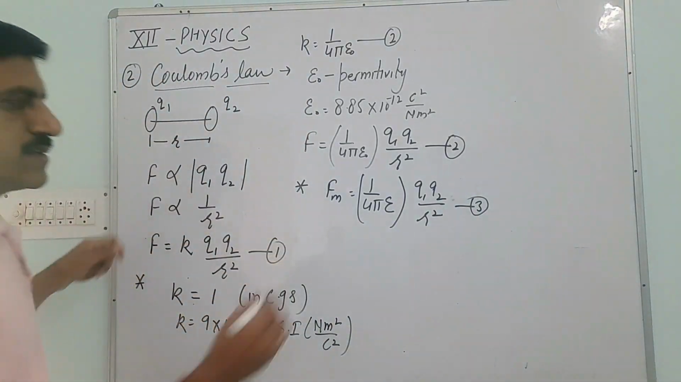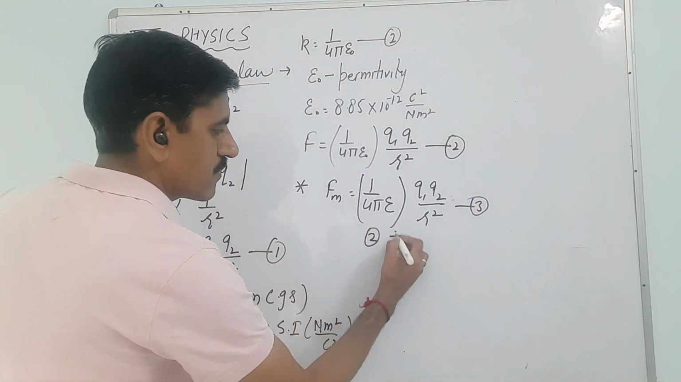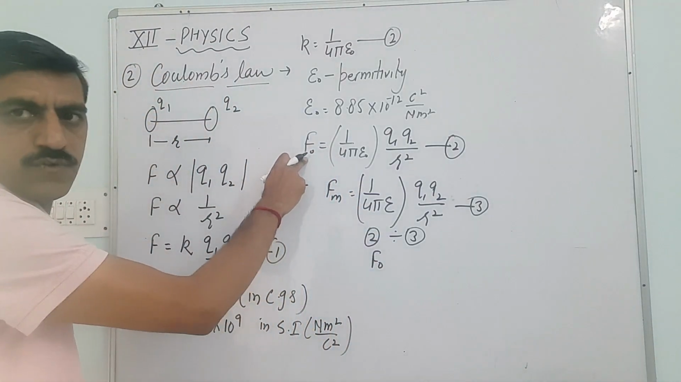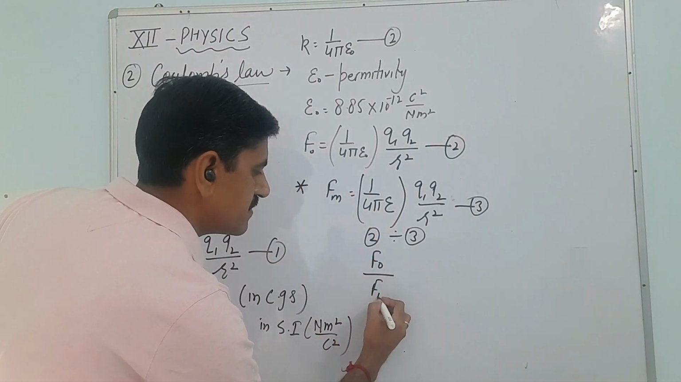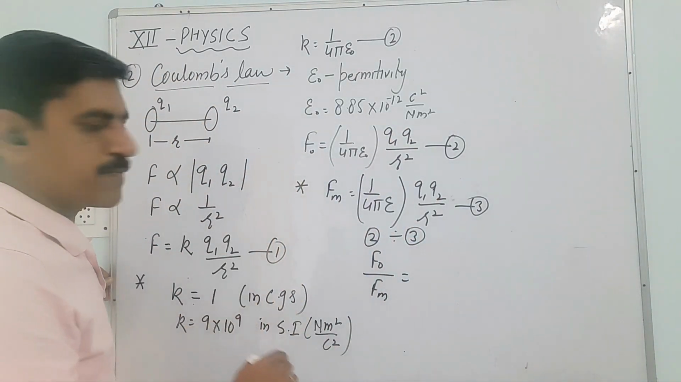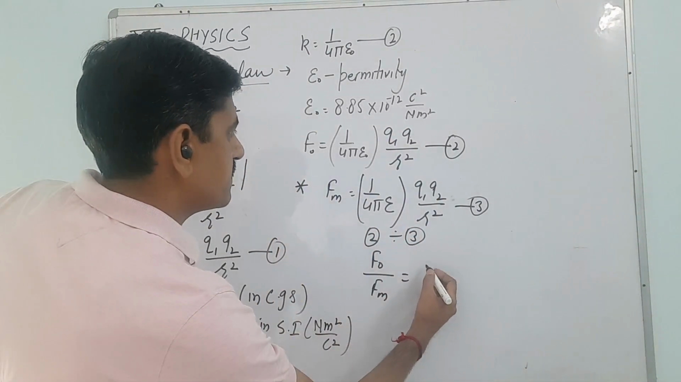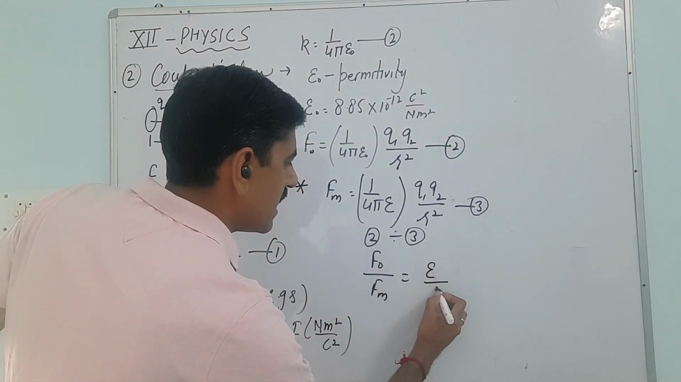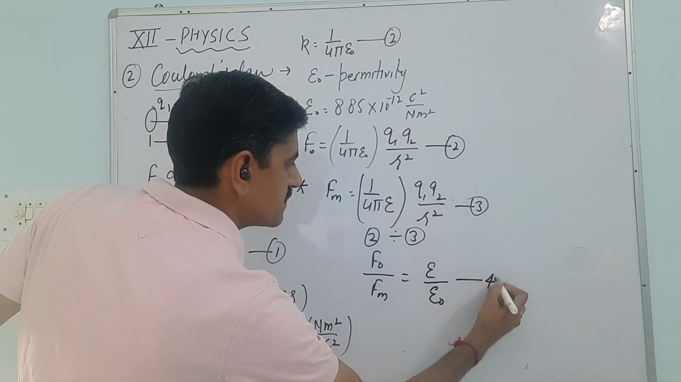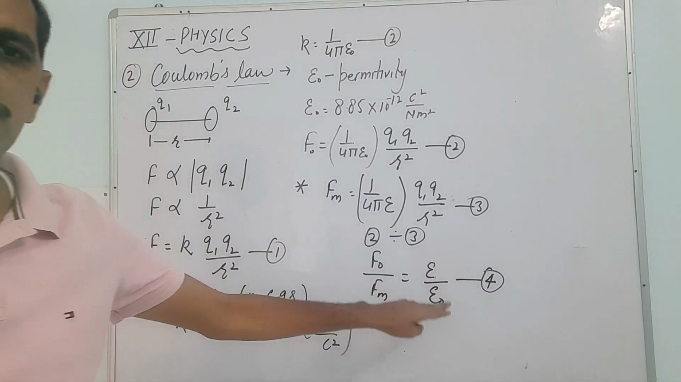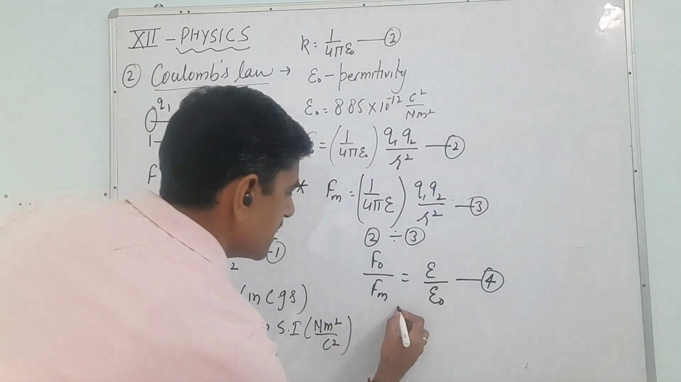So divide second by third. So this is force in vacuum, I call it F0, right? And this is force in a medium. So q1 q2 and r square cancel out, 1 upon 4 pi cancels out, and this becomes epsilon upon epsilon 0, right? This ratio is known as dielectric constant or relative permittivity.